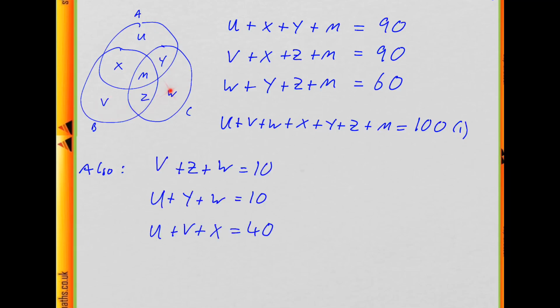So V, Z and W, which are outside A, those have to add up to 10, because it's 100 minus 90. And then U, Y and W are outside B, so they add up to 10. U, V and X, so these 3 add up to 40, because that's 100 minus 60.